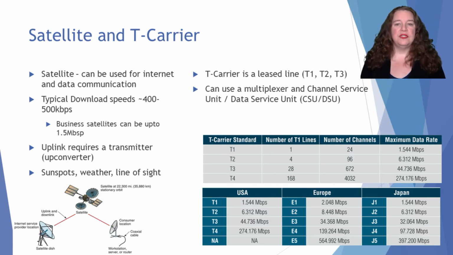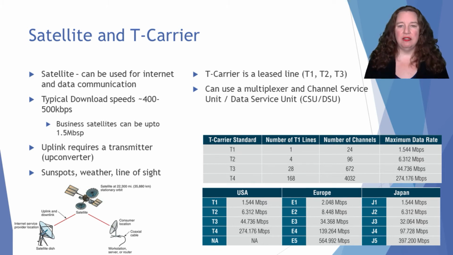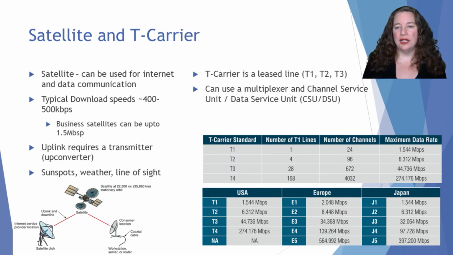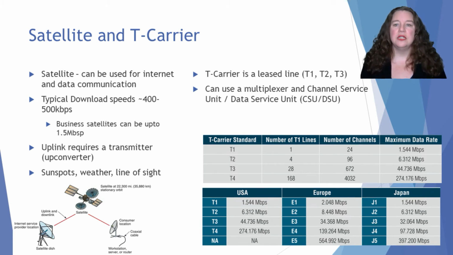And the number of T1 lines with a T1 versus a T2 is different. So we go up exponentially in speed: T1 is a single line, T2 would be 4 lines, T3 would be 28 lines, and with each individual line, you get more channels. You get 24 channels per line.